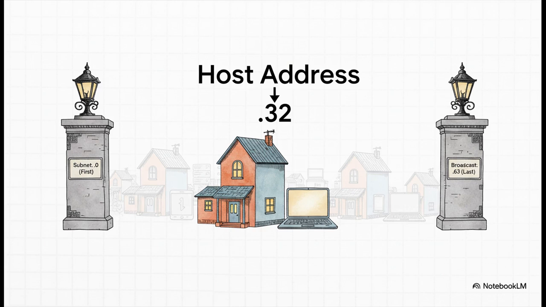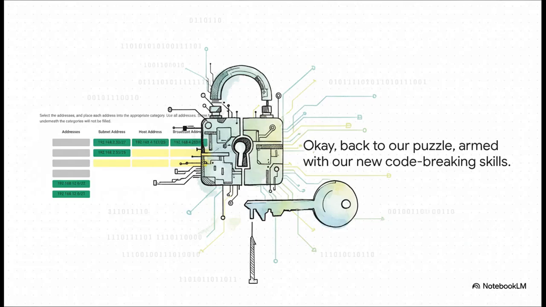Okay, so we know it's not a subnet address. The block it's in starts at 0. And since the block size is 64, the last address, the broadcast address, would be .63. Our address, 32, is right smack in the middle of that range. So what does our golden rule say? If it's in between, it's a host address. Perfect.